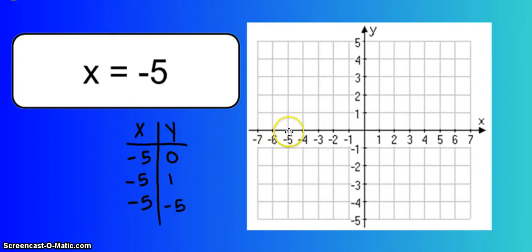Alright, so if we plot these points, we have -5, 0, which means we go to the left 5, stay there. We have -5, 1, that's 5 left, up 1. And -5, -5, left 5, down 5. Alright, so then we just draw our line straight through them. And we get a nice vertical line. Beautiful. Alright, here we go to the next one.